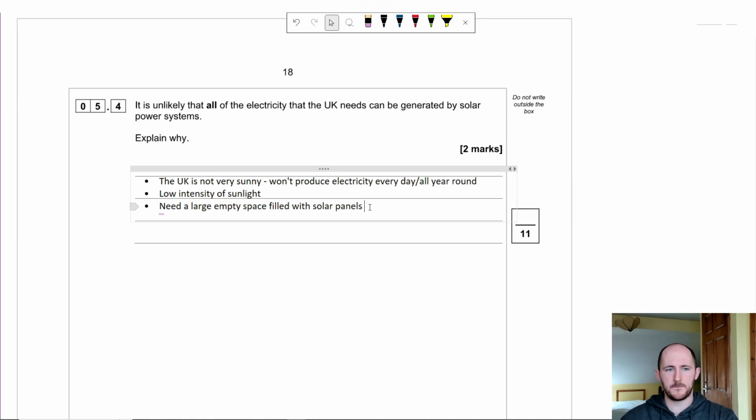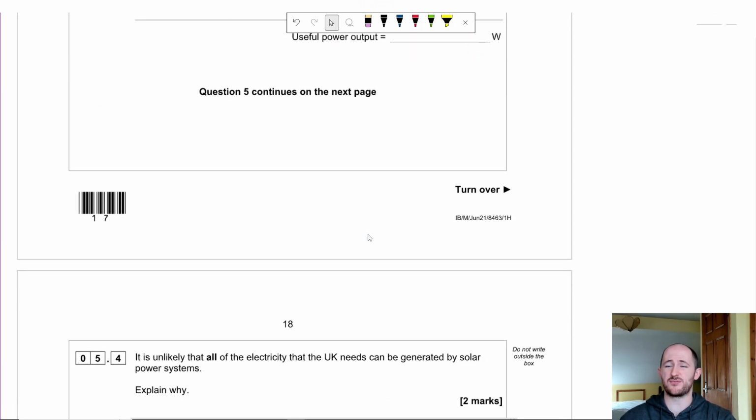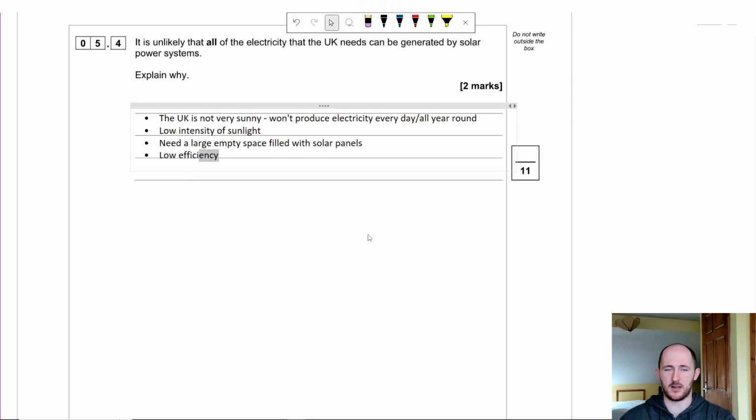You could even say something like low efficiency. And I think this is probably one of the biggest problems with solar: even if we do get a lot of sunlight, we're only getting 15% of it. That's a really low number. That's a depressingly low number.